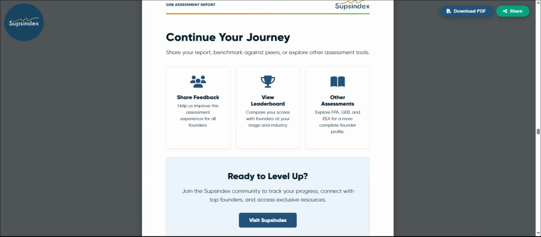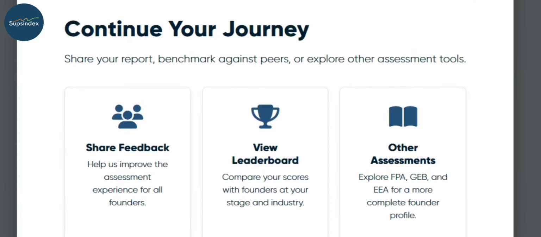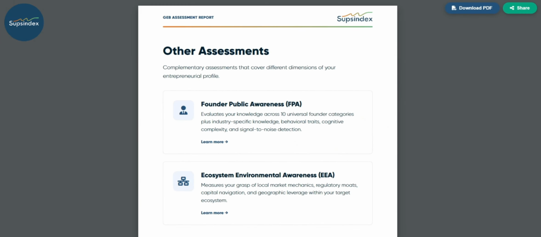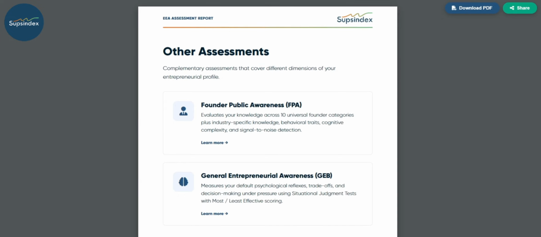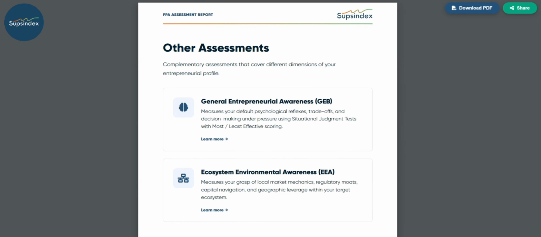Finally, the report connects the participant to feedback, peer benchmarking, the leaderboard, and the other assessment modules. These final pages also show why the three reports work together. One measures what the founder knows, another how they respond, and another whether they understand their operating environment. That integrated view is what prevents founder readiness from being reduced to one generic single aspect score.